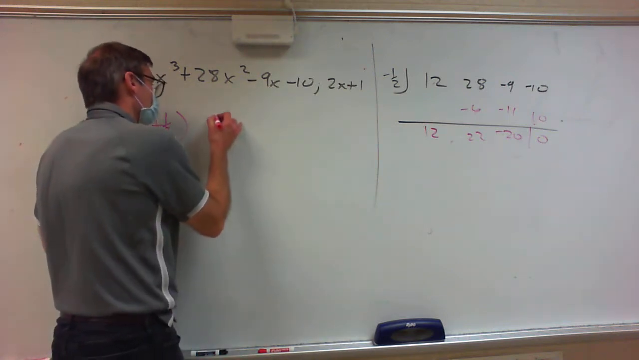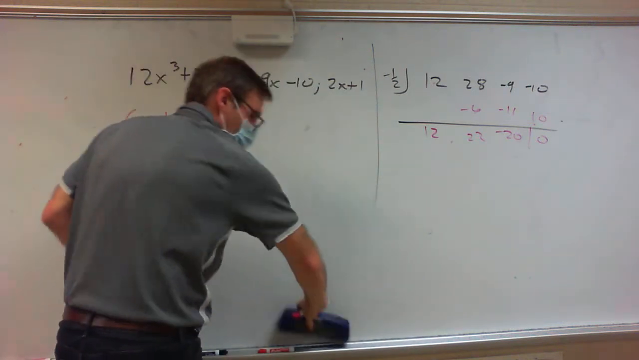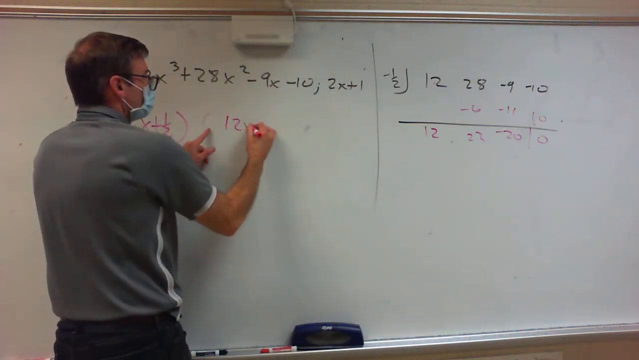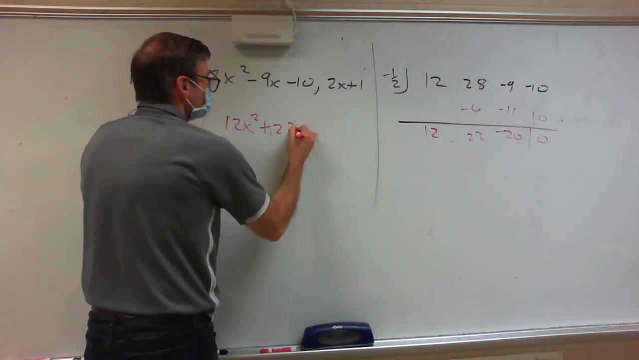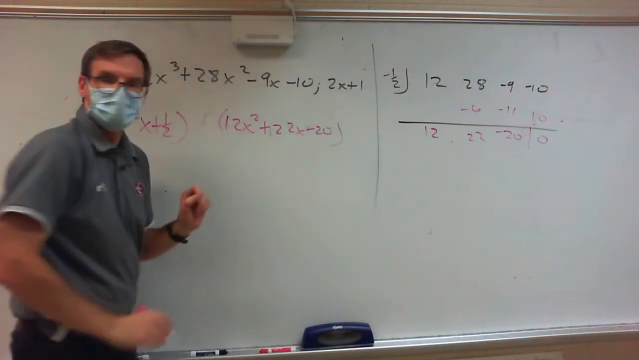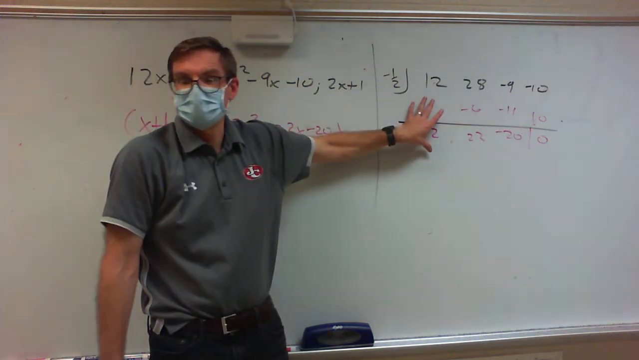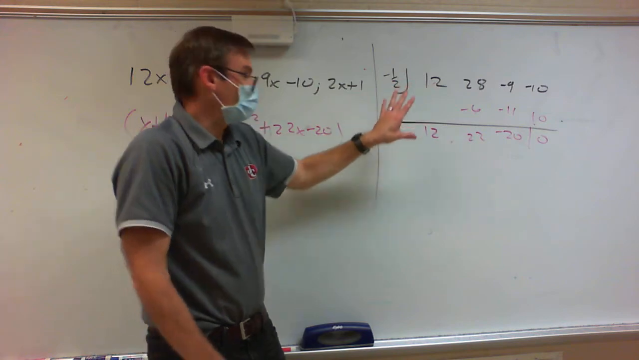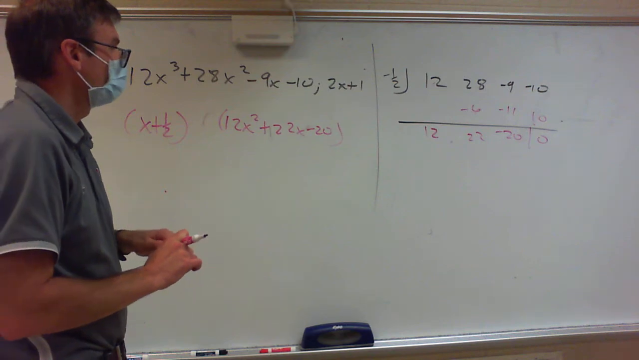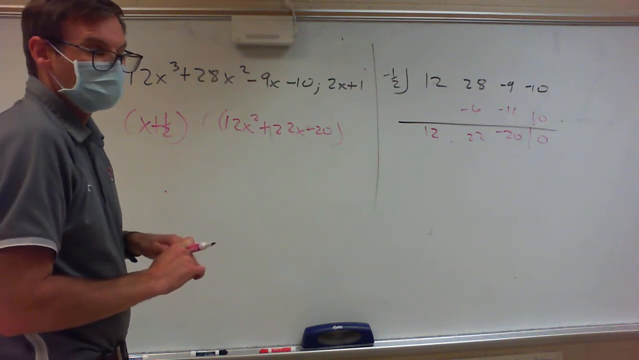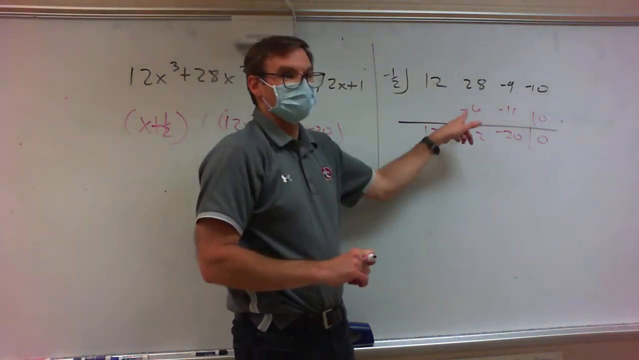And so now, let's see what goes here. 12x squared plus 22x minus 20, right? Does everybody see how we got this information from our synthetic division? Can you still use long division? If it goes into fractions and you don't like the way it looks, can you use long division? You always can use long division. But my claim is you'll never have to worry about the fractions as much as you think you will.